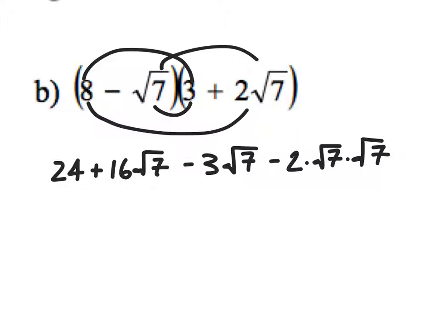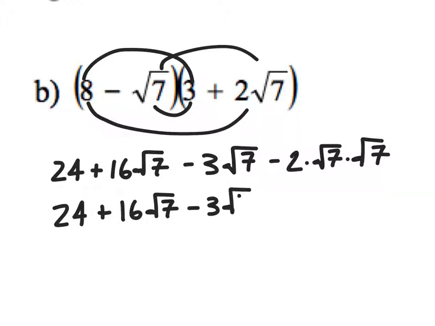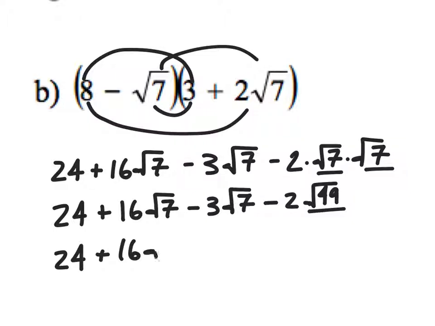Okay, now let's do the next step. Let's combine our like terms. So I've got 24, plus 16 square root of 7 minus 3 square root of 7 minus 2 times the square root of 49. Okay, now the square root of 49, I can evaluate that. That's 7. So I've got 24 plus 16 square root of 7 minus 3 times the square root of 7 minus 2 times 7.